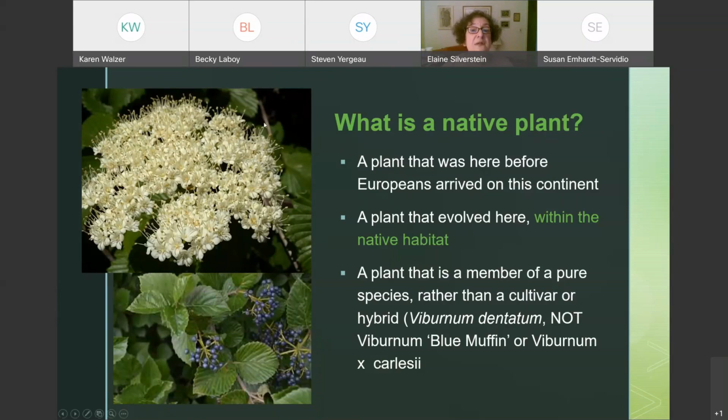So this is the flowers of Viburnum dentatum, arrowwood viburnum. It's a pure species. Nature made it. Nobody has tried to improve it or change it in any way. If you see Viburnum dentatum 'Blue Muffin', that is a cultivar of Viburnum dentatum. It means that somebody has changed something. I try to avoid cultivars, but if I use them, I'll only use cultivars that have changed something that really is not going to affect the insects very much.